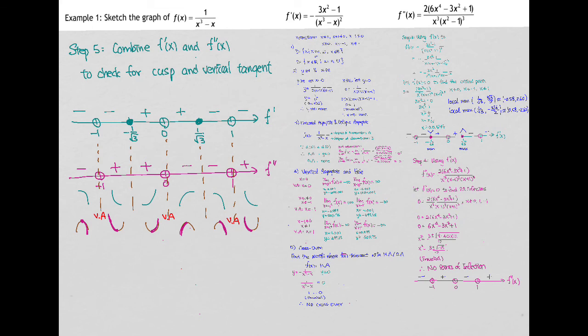And based on the graph, we can clearly see there is a minimum at x equals -1/√3, and there is a maximum at x equals 1/√3.